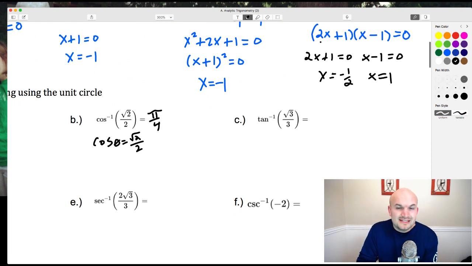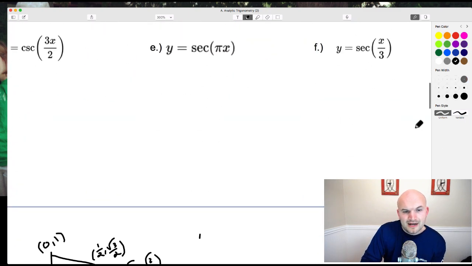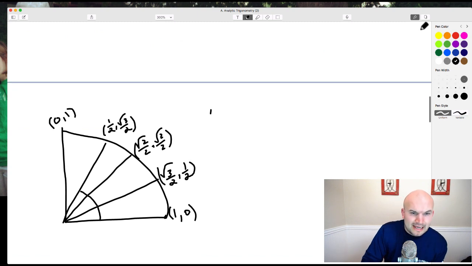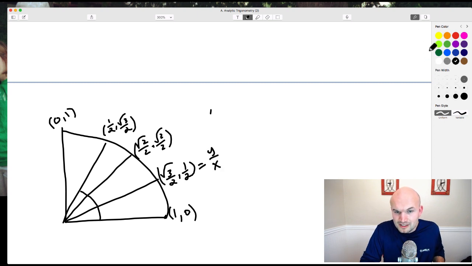For the next one, this tangent inverse of square root of 3 over 3. Now, this one actually isn't as fun. So we want to make sure we go over how we find those points. And I'll go to the answer, which is right here, because I've been doing this so many times, and I want students to be able to say, this is what I want you to know. All right, tangent on the unit circle is y over x.